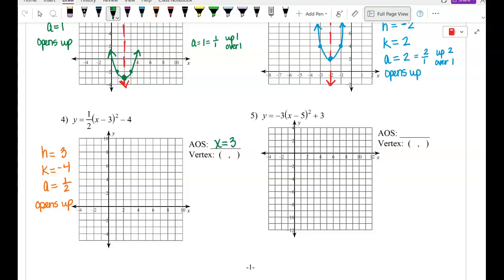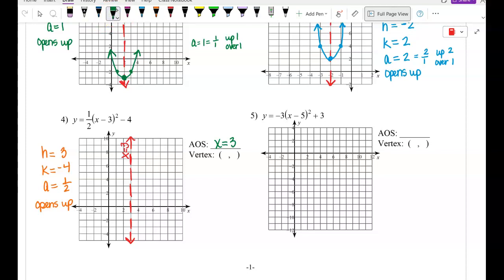X equals 3. So at 3 on my x-axis is where I'm going to draw my vertical dashed line here. Again, this is an auxiliary line that is not actually part of the graph of the function. It's just showing us where that function is divided in half. Since we know that quadratic functions are symmetrical, that is the line around which it is going to be symmetrical.